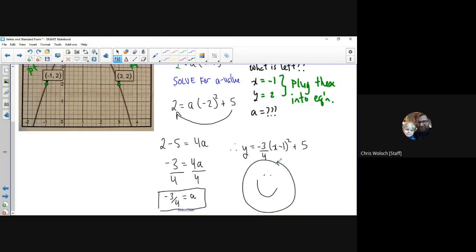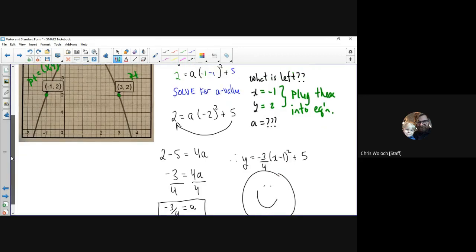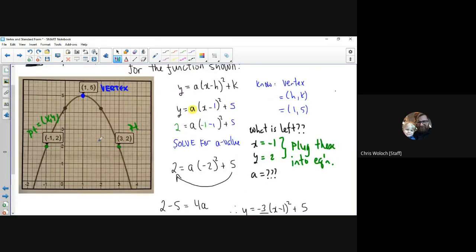So generally speaking, for all the questions involving vertex form, where you have to determine an equation of a quadratic, generally you're going to be given, for example, in this question, the vertex and 2 points. But you could have picked, I mean, on this graph, this point is nice, this point is nice, this one is nice, this one is nice. There's a bunch of points you could have picked, but you only need to pick one.